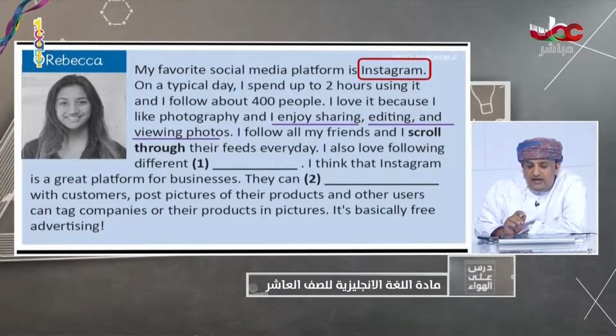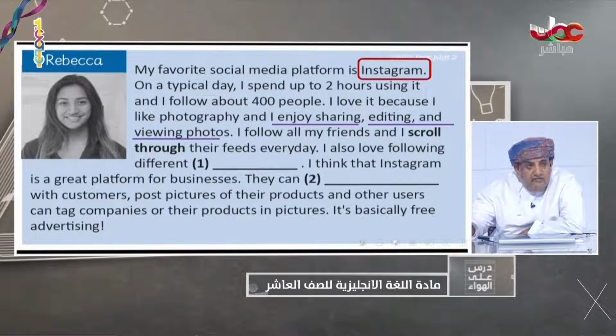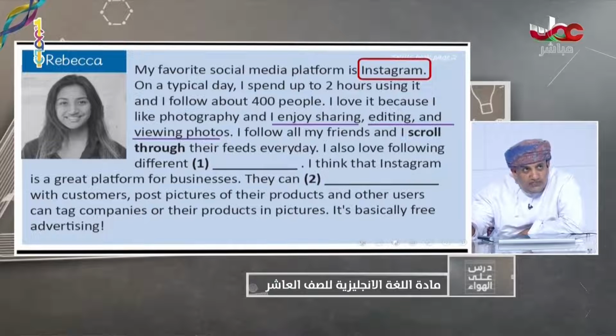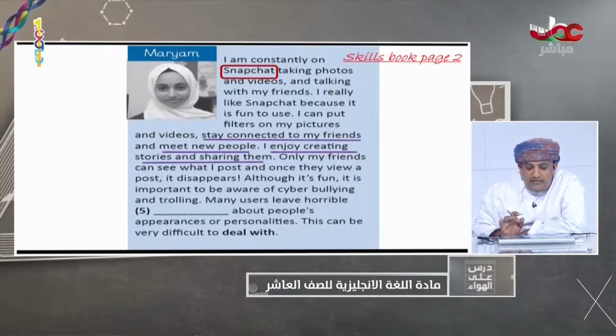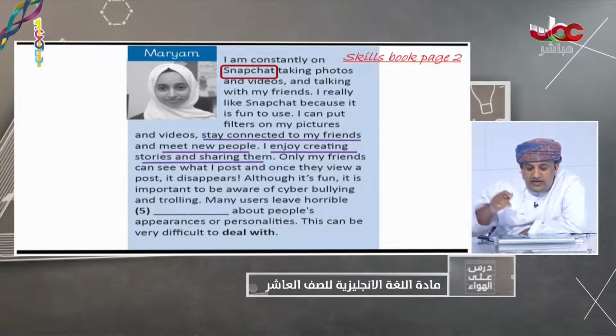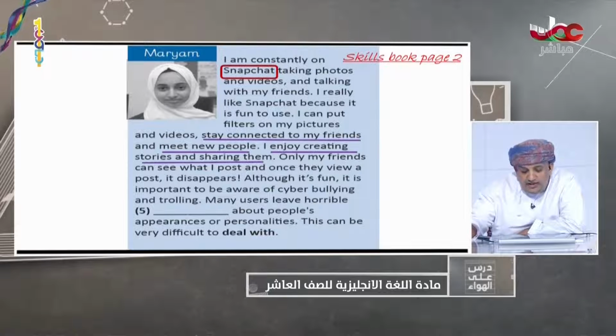So now let's look at number 1. Her name is Rabika. She likes what? She likes Instagram. Very good. And she likes doing what? Yes, she said, I like sharing, editing, and viewing photos. Okay. So now let's look at number 2, Maryam. Yes, she likes Snapchat, and she stays connected to her friends and meets new people. She said, I enjoy creating stories and sharing them.